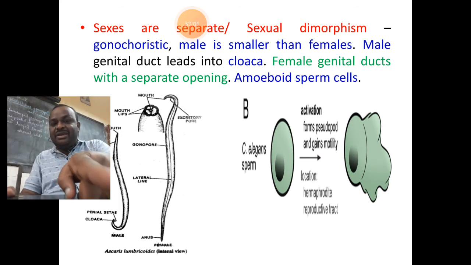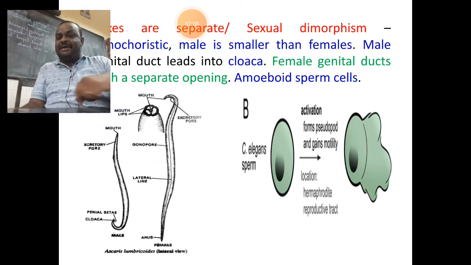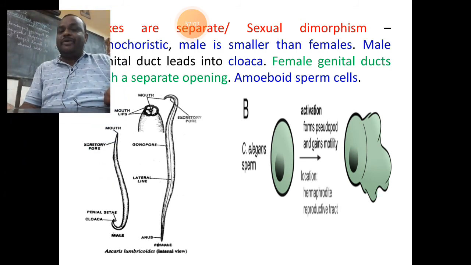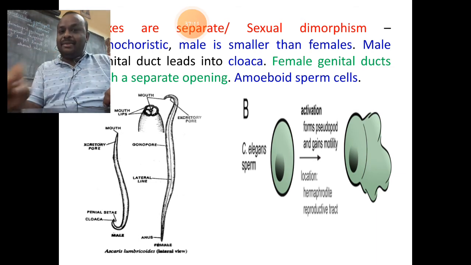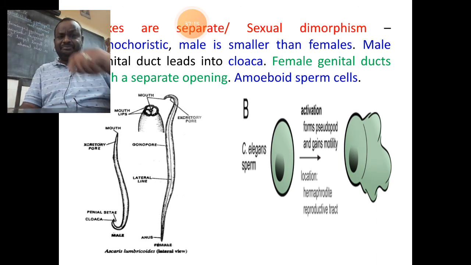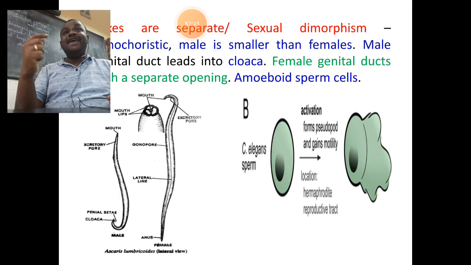Down in the diagram here, you can find the first picture is of the male Ascaris, where the posterior end is curved like a hook, the tail, which we call the cloaca. Here, the females are said to have a longer body. They have a long body and their posterior end is blunt or straight.